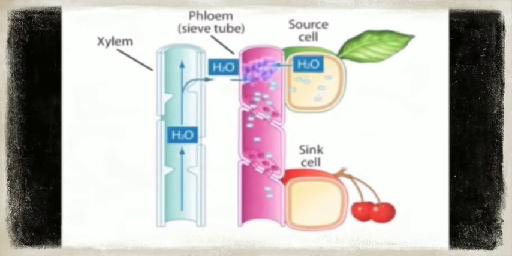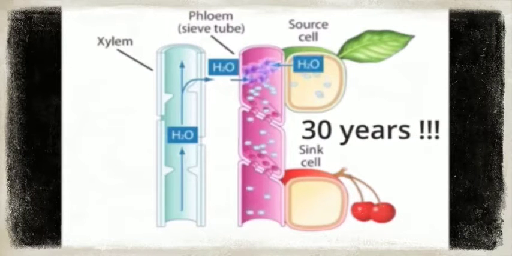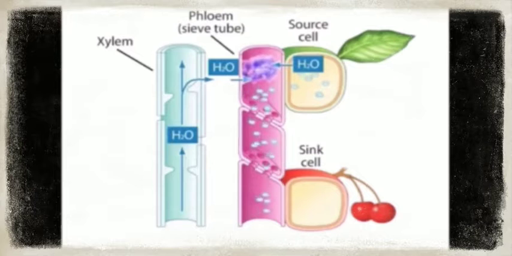This highlights where the pressure flow model got its name, and indeed, phloem has been measured moving at a velocity of 1 meter an hour. The same distance with passive diffusion would take 30 years. When the sugar arrives at the root, it is transported out of sieve tubes into the root cells.